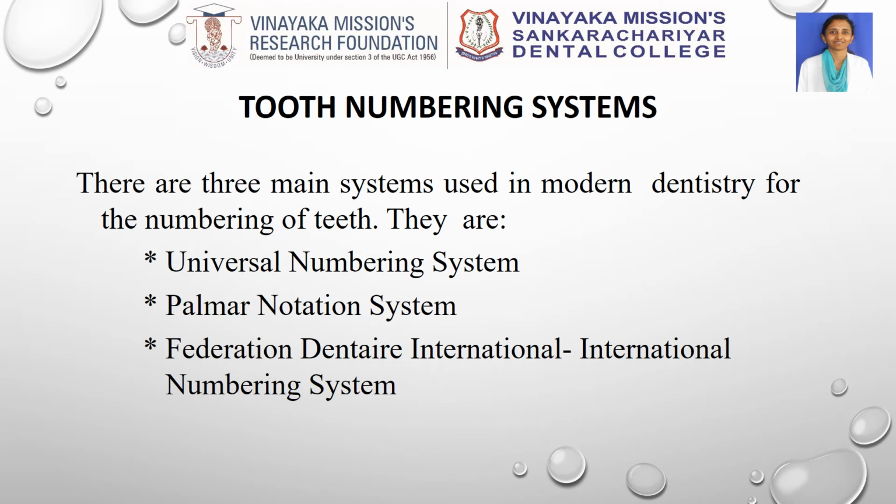Now we will see the teeth numbering system. There are three main systems that are used in modern dentistry for numbering the teeth. They are the Universal Numbering System, Palmar Notation System and Federation Dentaire Internationale, or the International Numbering System. The most commonly used today is the International Numbering System. We will see each one.